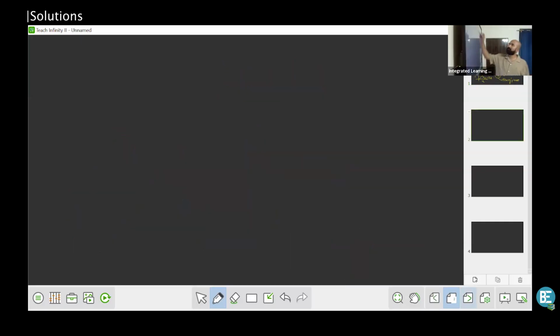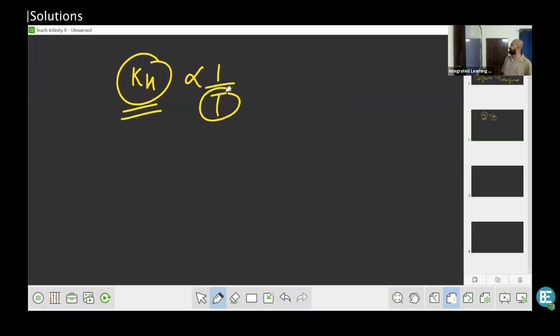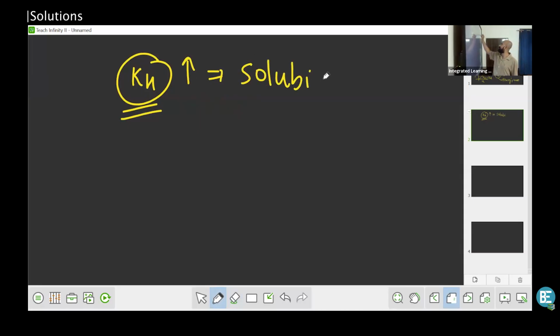Now this kH is Henry's constant. This is a very important point. The Henry constant kH is dependent on temperature. As we increase the temperature, the solubility of gas decreases. We can write it like this.